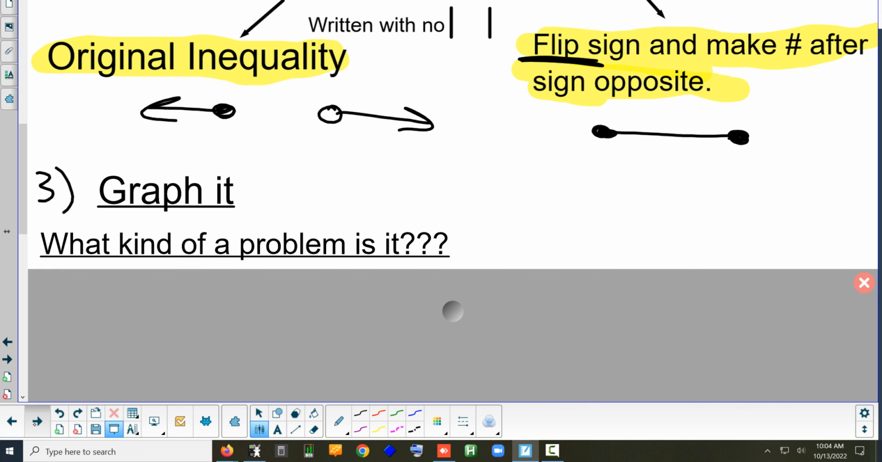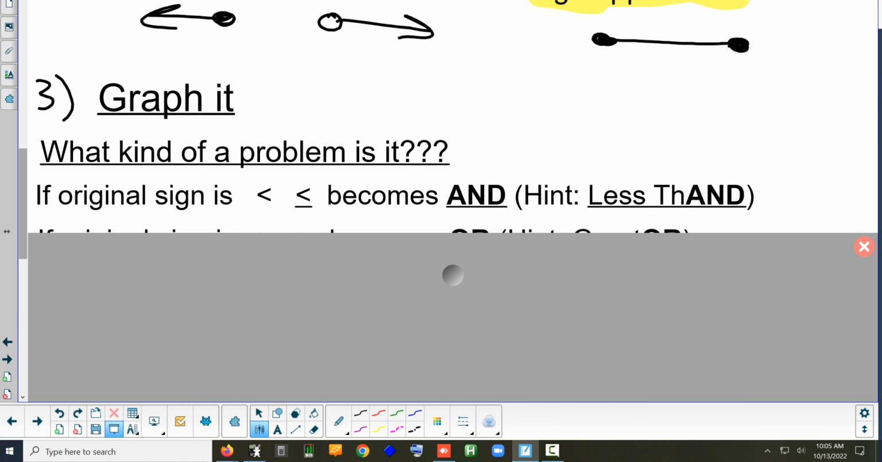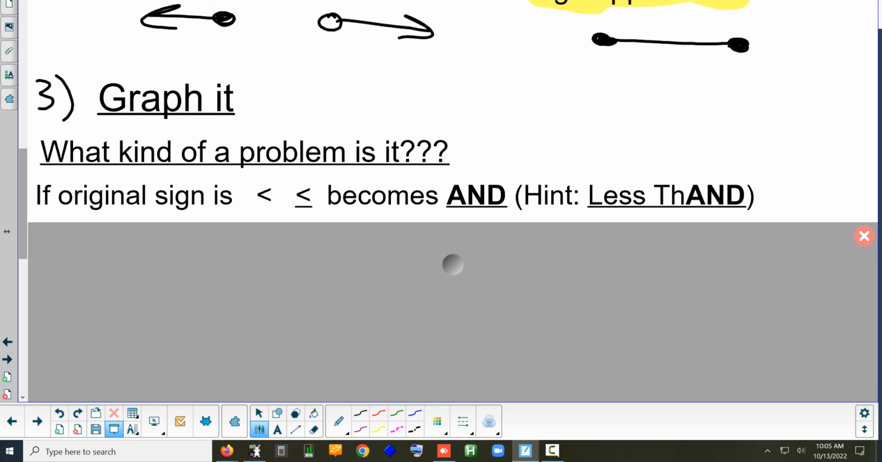Well, it all depends on this. Again, we're not doing this yet. I'm just showing you. This symbol, because it's pointing to the right, tells me if it's an and or an or. That's what you look at. If the original sign is pointing to the left, remember, left is less than. Pointing to the left means this is going to be an and problem.